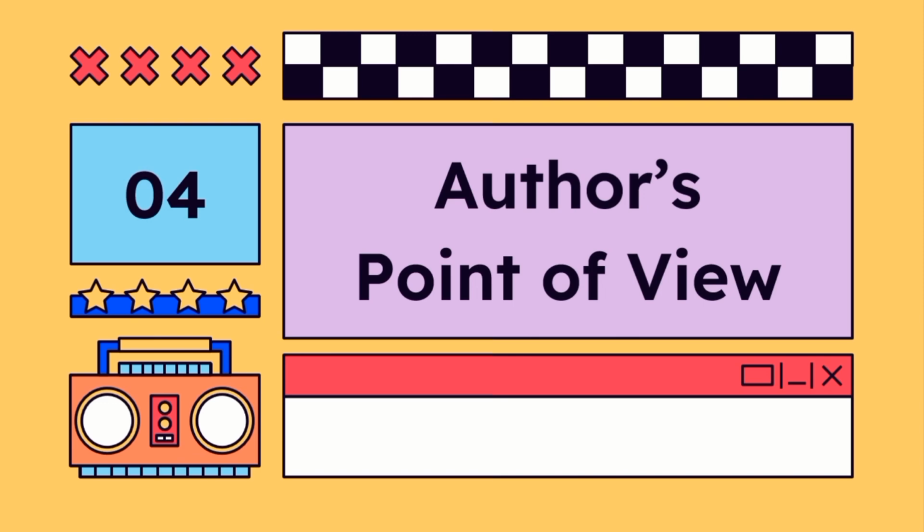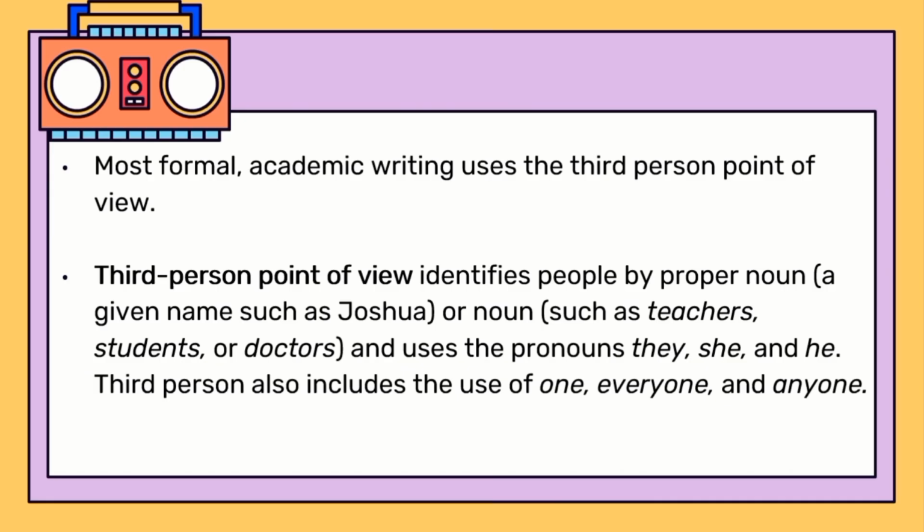Alright guys, now we're gonna move on to author's point of view. Most formal academic writing uses the third person point of view. Basically, point of view is about how the author explains the way they want to tell the readers. And the third person point of view identifies people by proper nouns, like a given name such as Joshua, or nouns such as teachers, students, or doctors, and uses the pronouns they, she, and he. Third person also includes the use of one, everyone, or anyone.